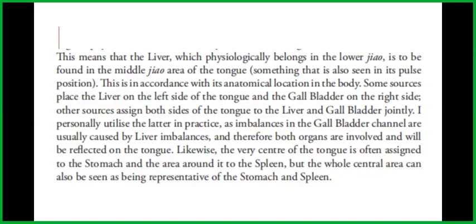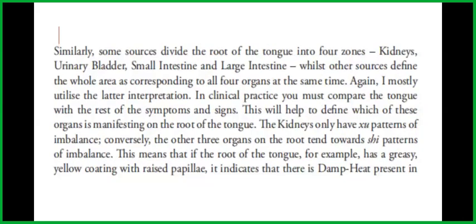Likewise, the very center of the tongue is often assigned to the stomach and the area around it to the spleen. But the whole central area can also be seen as being representative of the stomach and spleen. Similarly, some sources divide the root of the tongue into four zones: kidneys, urinary bladder, small intestine, and large intestine, whilst other sources define the whole area as corresponding to all four organs at the same time. Again, I mostly utilize the latter interpretation.